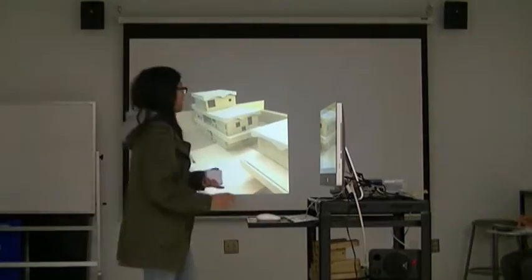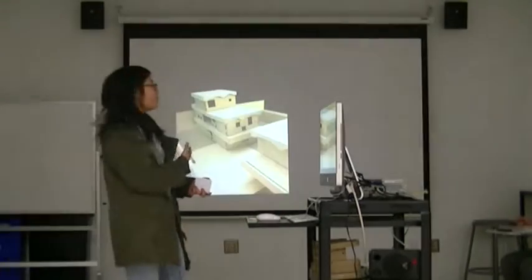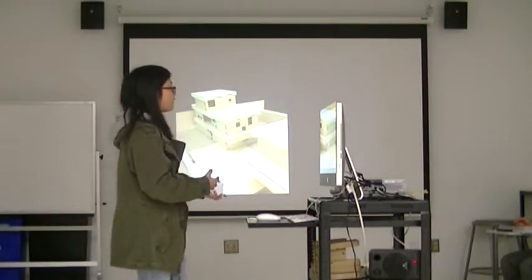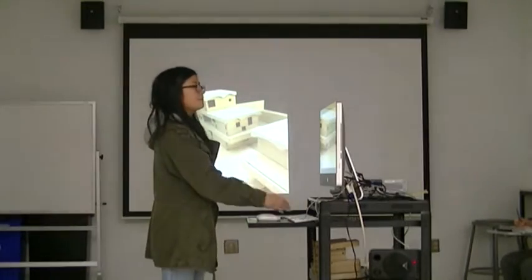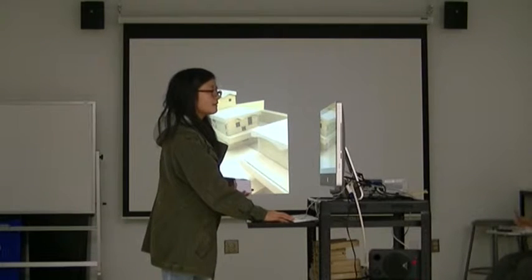And this is my model. I made these models for the building.